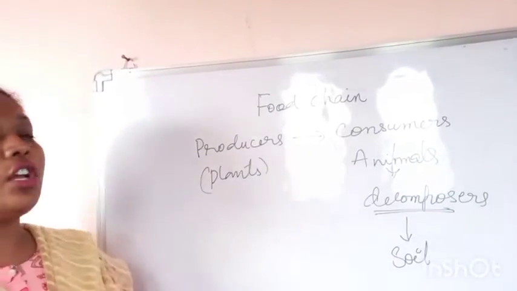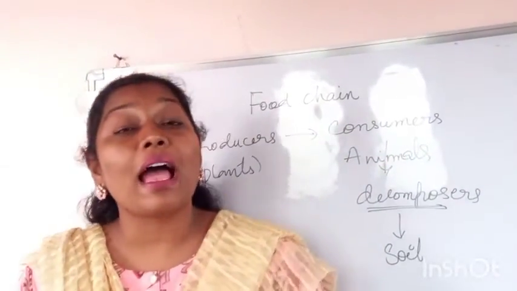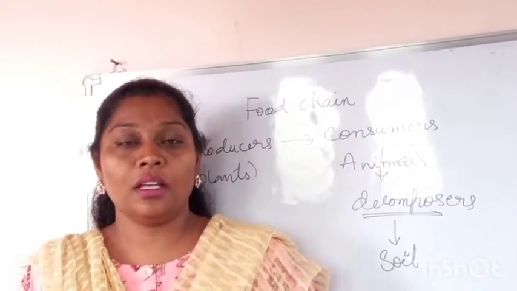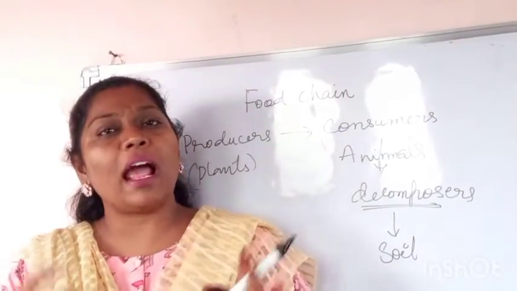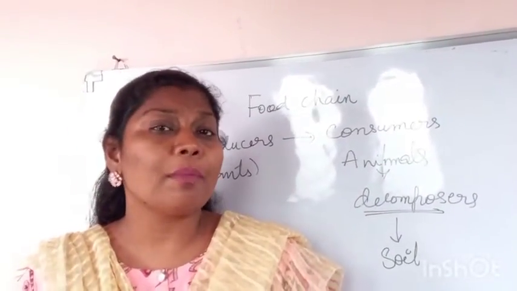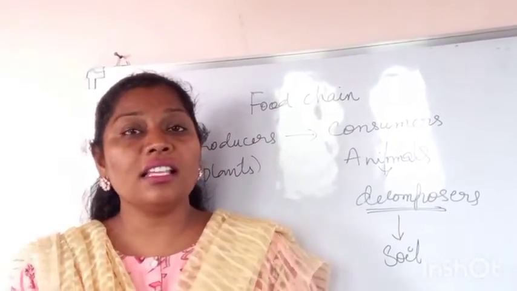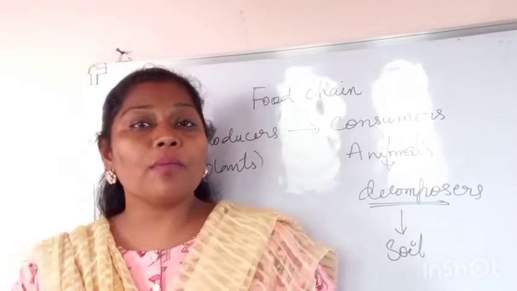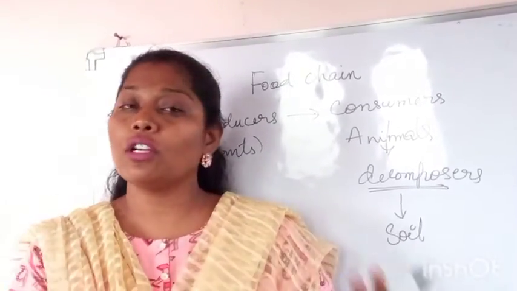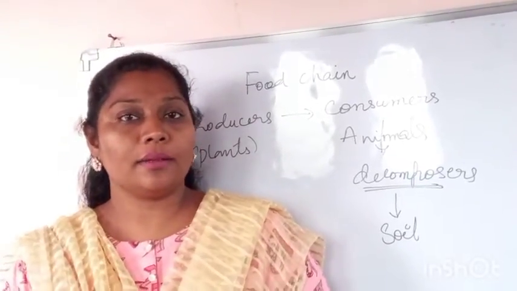Okay, children. So here nature is maintaining a balance between the plants and the animals. Suppose animals decrease, or plants increase. Can the plants survive? They cannot survive without making food, and this food is prepared from carbon dioxide. Without carbon dioxide, plants cannot prepare food. So animals have to give carbon dioxide. Right?